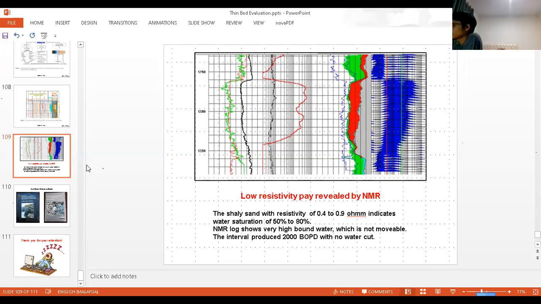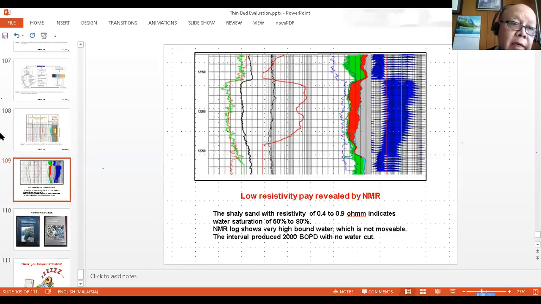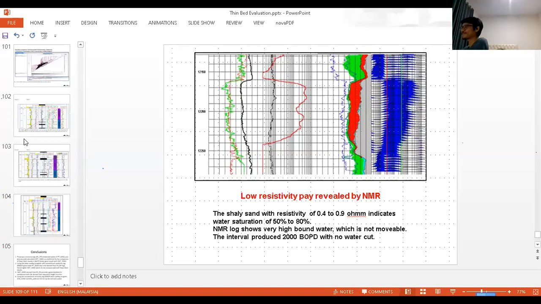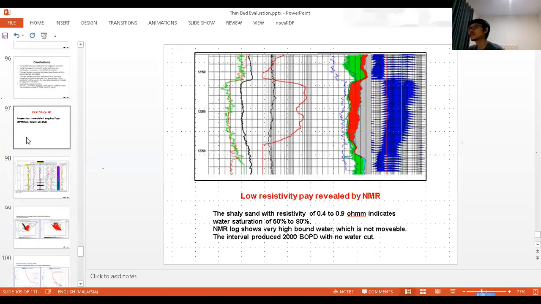Okay. For the next question from Iksan: I just heard of using NMR on thin bed analysis, using NMR T2 to compute volume fraction of shale by partitioning the T2 spectrum in the bulk volume method. I don't know, this is the explanation of the question. Okay, I'll go to the slide.